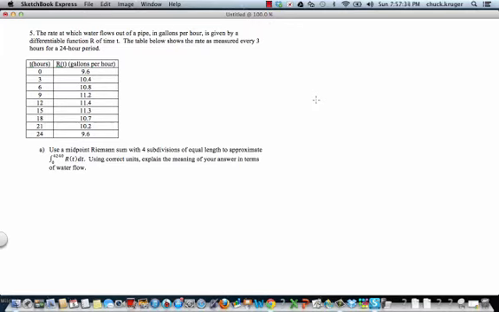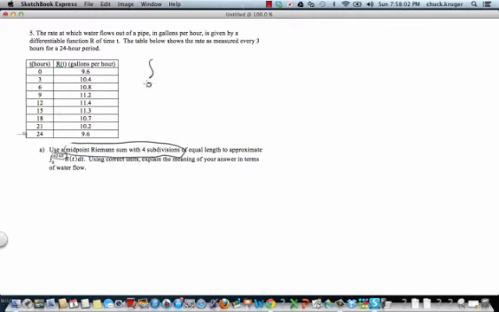Hi, this is number 5 on the Riemann worksheet, and it's a rather difficult problem. A couple of things. They want you to do this midpoint with 4 subdivisions of equal length. And the other thing is, rather than go to 24, they go to 4,240. So I'm going to talk about this, and the first thing I'm going to do is figure out the area underneath the curve.